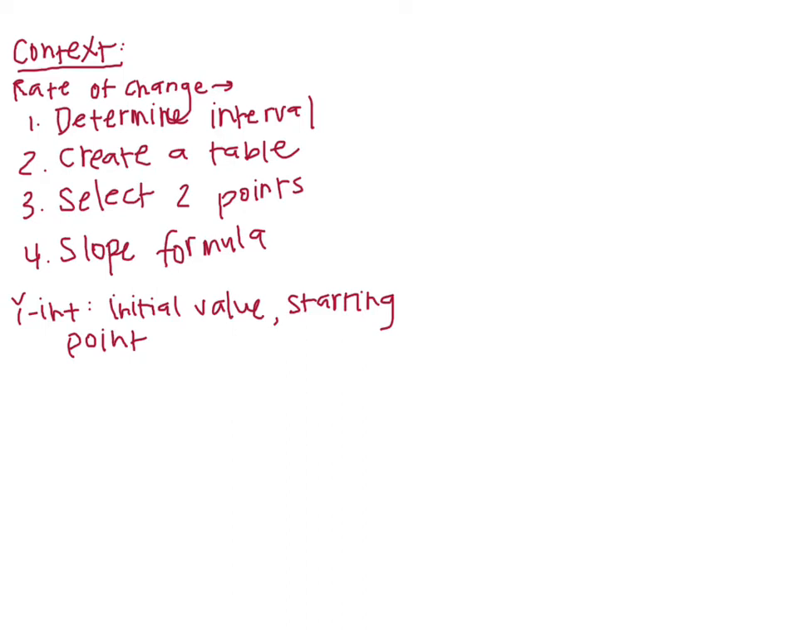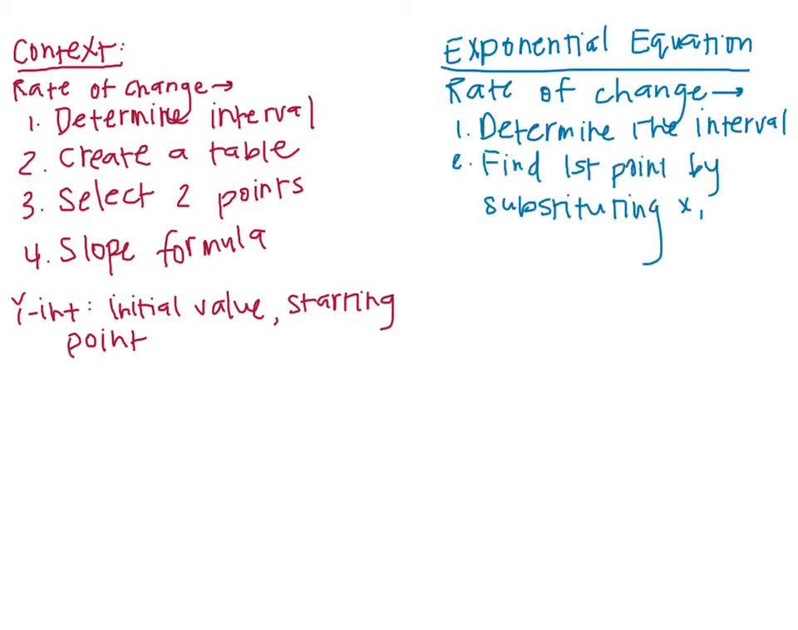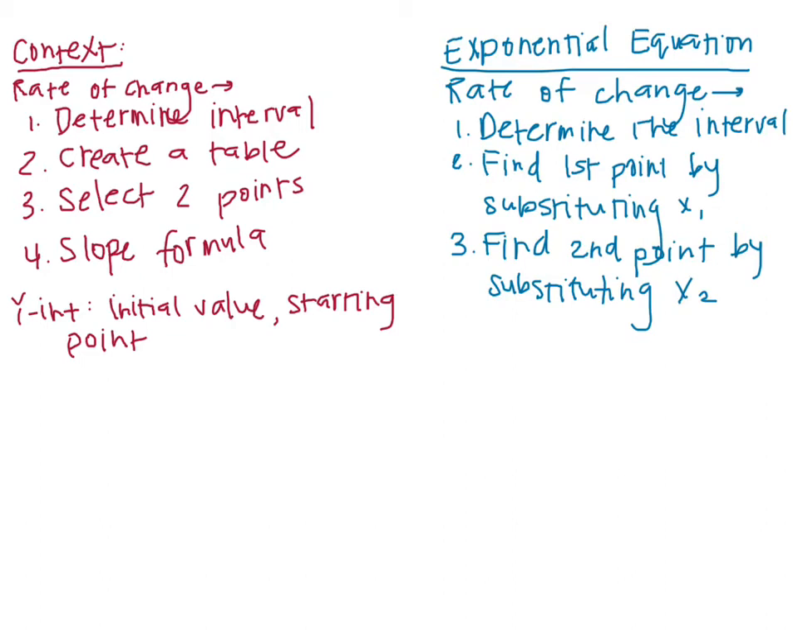Now let's look at finding rate of change and y-intercept from a word problem. Or not from a word problem, that's what we did. We're going to look at finding it from an equation. To find the rate of change, you need to first determine the interval. After you determine the interval, you are going to substitute the x values into your equation to come out with the 2 y values. So we have step 2 and step 3, find the first and second point by substituting x1 and x2. And then finally, step 4 is use the slope formula. So these 4 steps will help us figure out the rate of change.